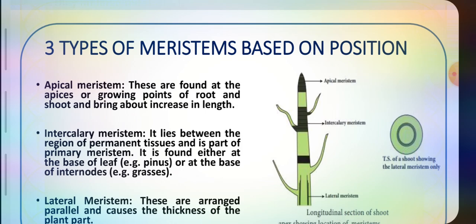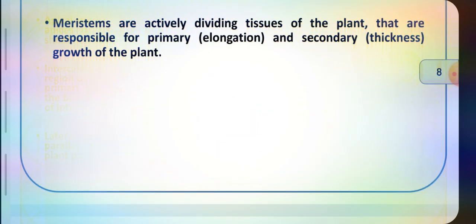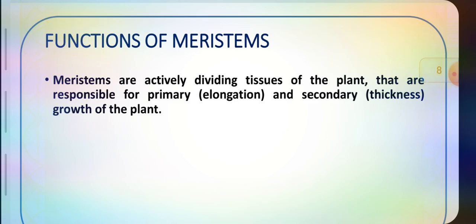That is because of this lateral meristem. So it causes the thickness, the width of the stem. It increases in size because of this lateral meristem. So these are the three different types of meristem.